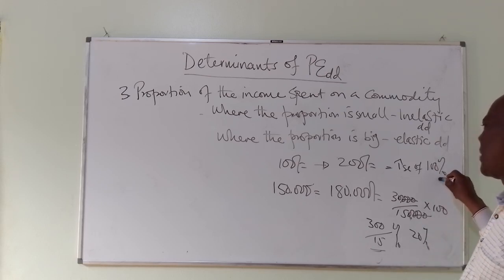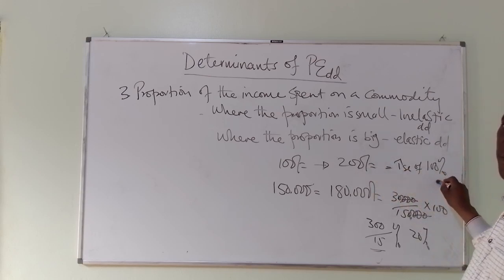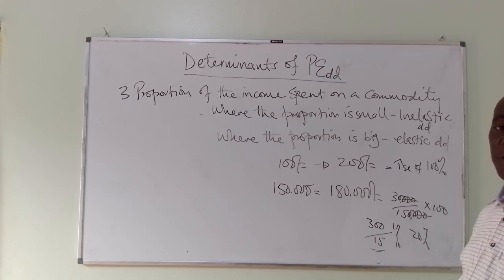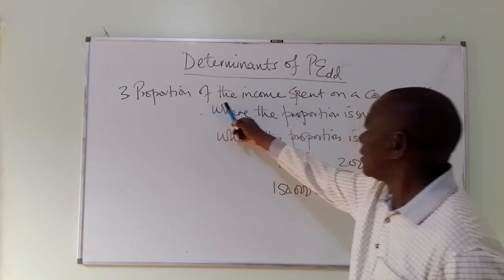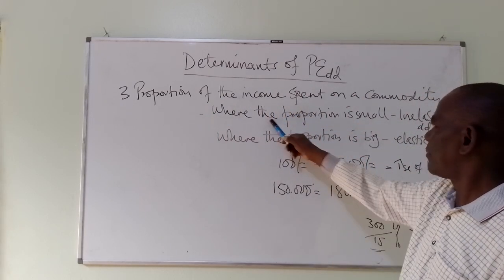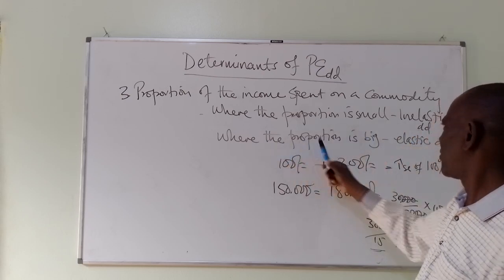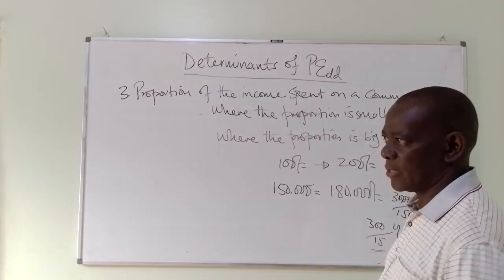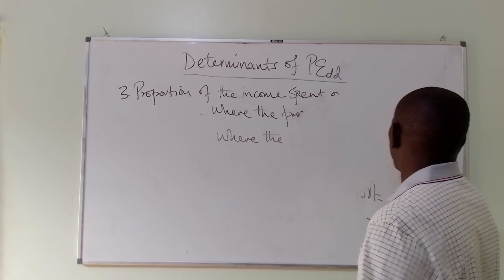The matchbox price increased by 100%, but the demand did not change much. But the radio, which increased by only 20%, the change in demand is very big. So that one is a result of the proportion of the income spent on the commodity. When the proportion is small, it has inelastic demand. When the proportion is big, it has elastic demand. That's what we have to note.